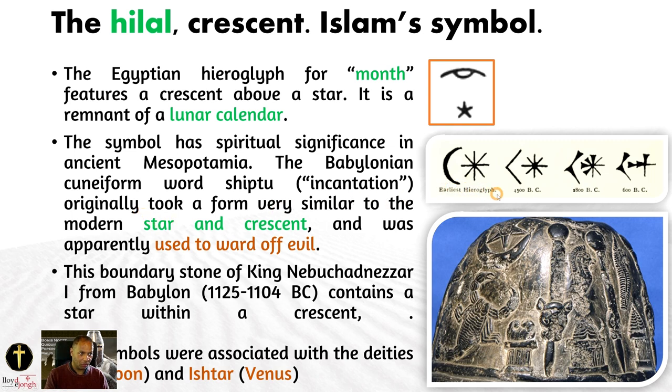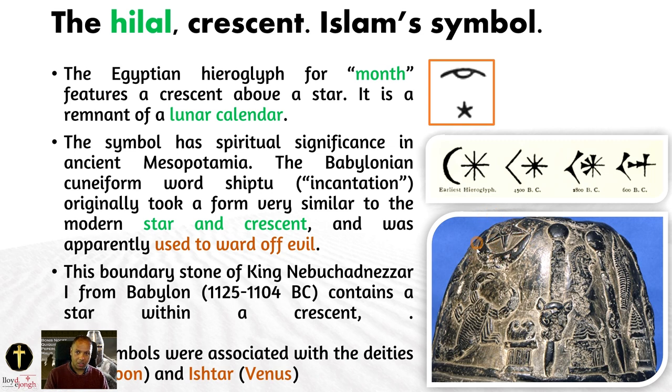Let's have a look at the earliest hieroglyph. Now we have 1300 BC, we have, can't read that date right now, and 600 BC. So 4300 BC, my bad, 2800 BC, and 600 BC. Crescents and stars. And apparently, this symbol is used to ward off evil, to ward off the evil eye, which is an occult practice. Now, this boundary stone on the right here, this is the stone of King Nebuchadnezzar I from Babylon, who reigned 1125 to 1104 BC, and it contains, as you can see here, a star within a crescent. Very, very familiar. Nebuchadnezzar, star and crescent.